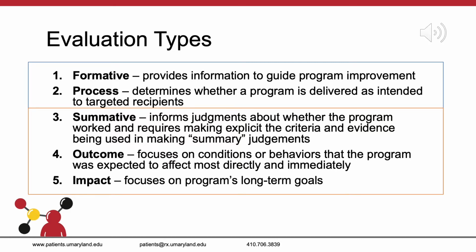Outcome evaluation focuses on the observable conditions of a specific population, or an organizational attribute, or social condition that a program is expected to have changed. Outcome evaluation tends to focus on conditions or behaviors that the program was expected to affect most directly and immediately, whereas impact evaluation examines the program's long-term goals. Summative, outcome, and impact evaluations are appropriate to conduct when the program has either been completed or has been ongoing for a substantial period of time.